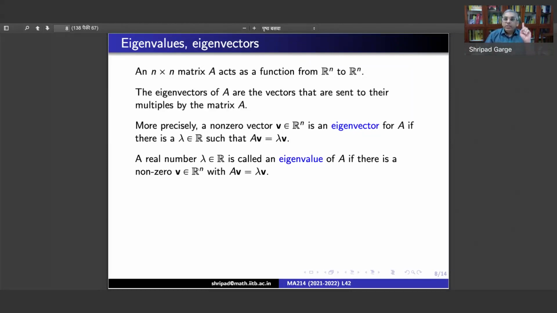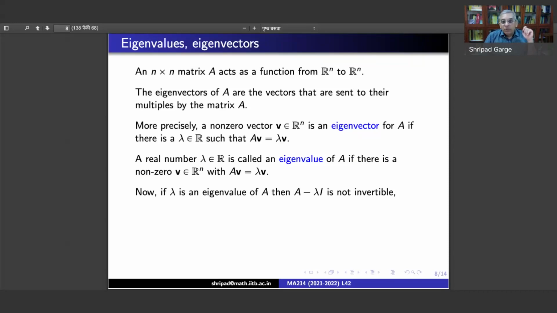So the vector has to be non-zero, because otherwise every value will be an eigenvalue. If your V is allowed to be 0, you will see that A into 0 is lambda into 0 for every lambda. And so you will have too many eigenvalues to deal with, and that's also not a correct thing to have. In fact, every real number will be an eigenvalue, and then there is no sense. If everything satisfies the definition, there is no sense in having the definition.